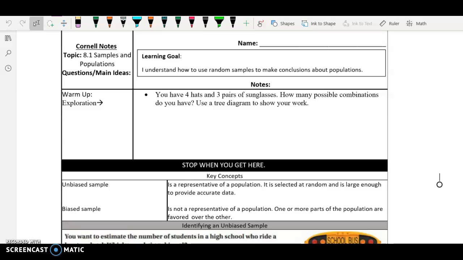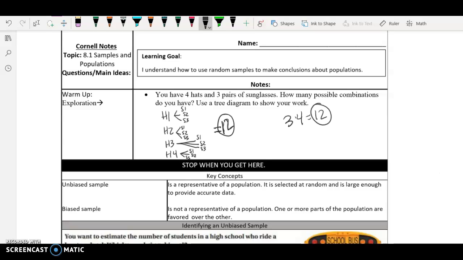So our warm-up is that you have 5 hats and 3 pairs of sunglasses. How many possible combinations do you have? I want you to use a tree diagram to also show your work. Yes, there's kind of a little cheat or a little formula you can use, but I want you to do both. You're going to do that now, and then you're going to check your answer with mine.